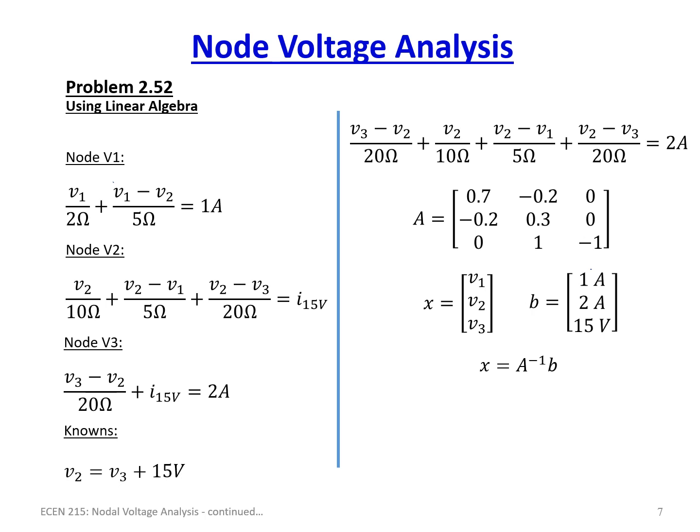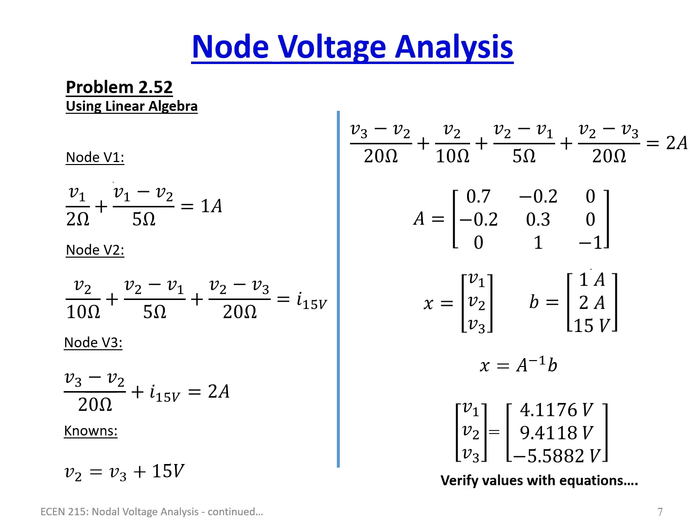I don't really recommend, for the class, going through by hand on paper solving the inverse of the matrix A. It kind of would defeat the point of speeding this process up, because you might as well solve it using standard algebraic methods. So you find A inverse, and multiply it by B, and you end up with V1, V2, V3 equal to 4.1176, 9.4118 volts, and then V3 minus 5.5882 volts, which again, you can verify by placing all of these values back into these equations and verifying that your answers match.